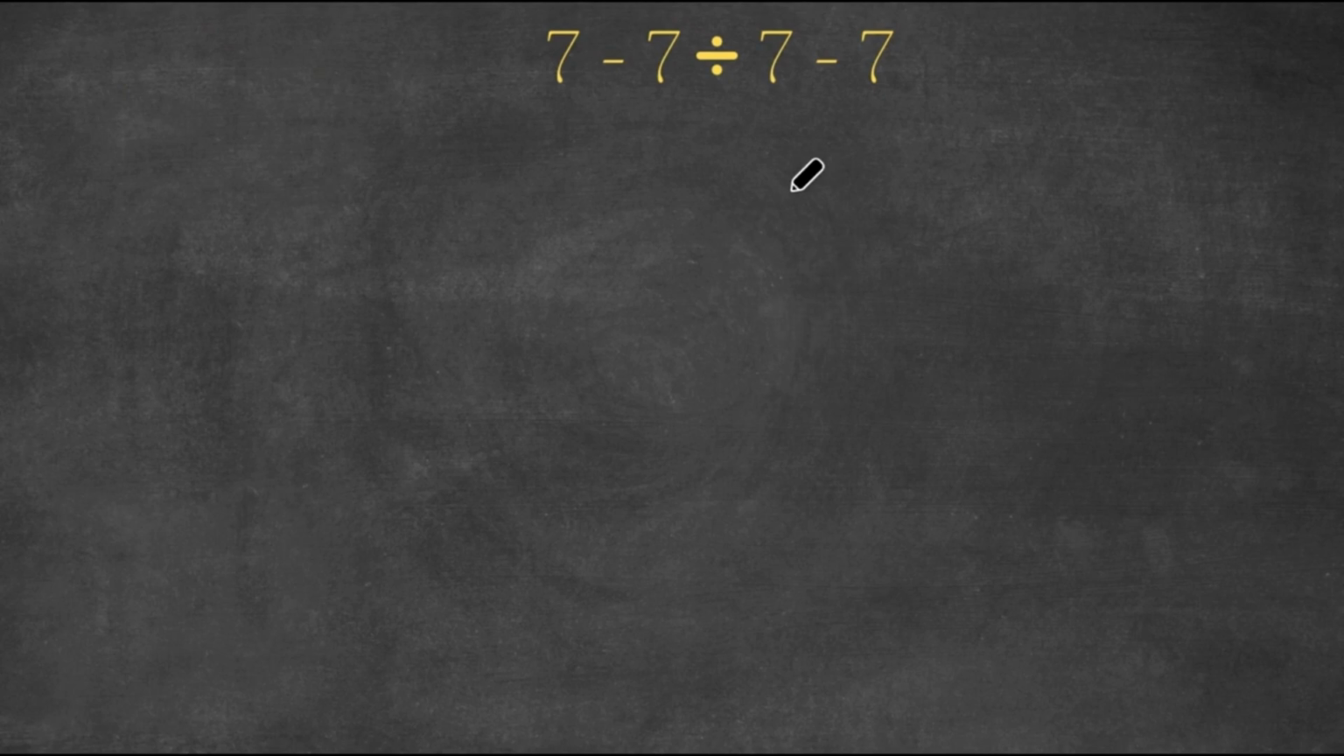In today's video, I'm going to be teaching you guys how to solve this simple math problem that many people actually get wrong. So right here we have 7 minus 7 divided by 7 minus 7. And to solve this problem, we need to use order of operations, also known as PEMDAS.